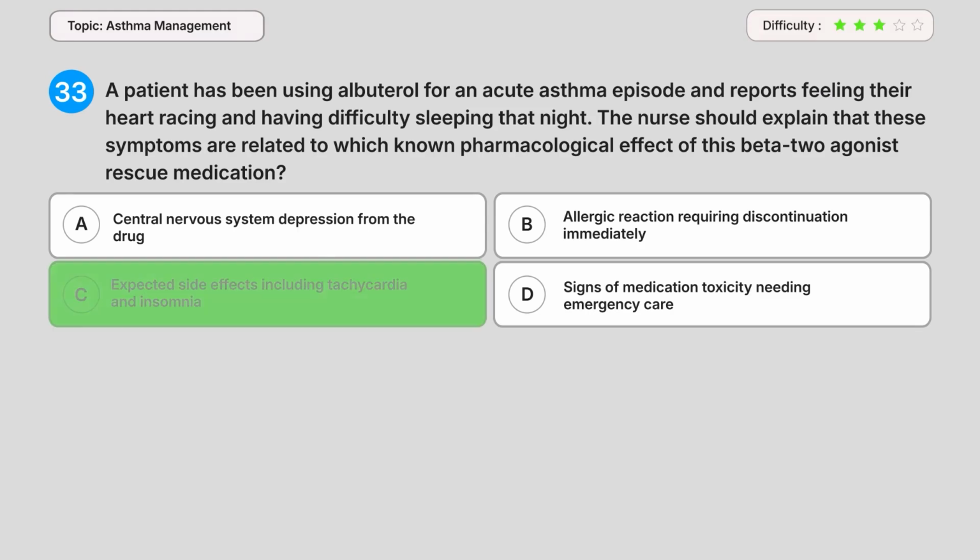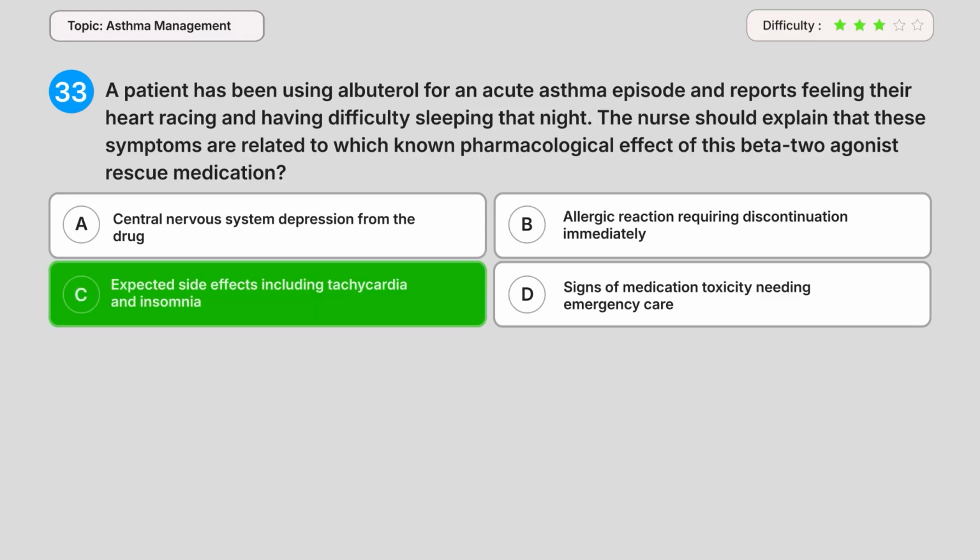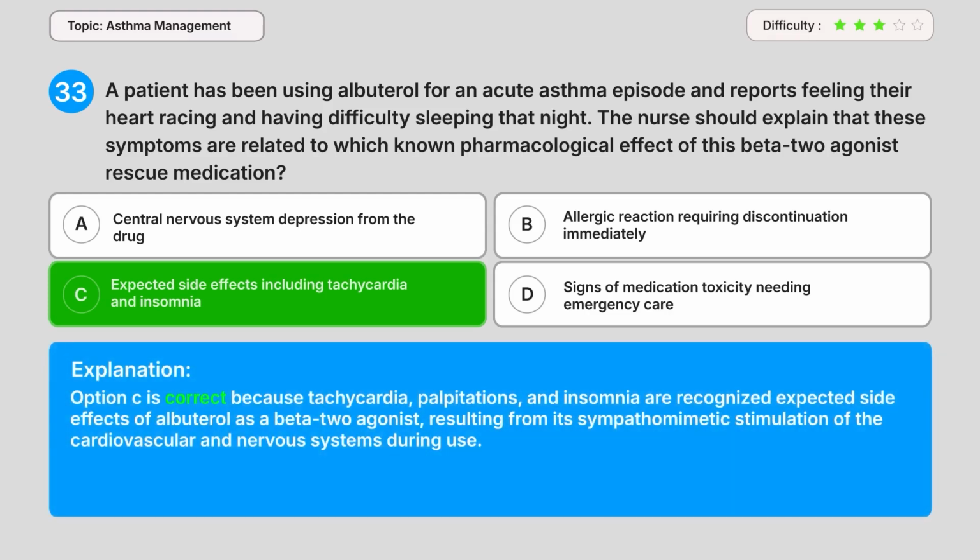Correct answer, C. Expected side effects including tachycardia and insomnia. Explanation: Option C is correct because tachycardia, palpitations, and insomnia are recognized expected side effects of albuterol as a beta-2 agonist, resulting from its sympathomimetic stimulation of the cardiovascular and nervous systems during use.